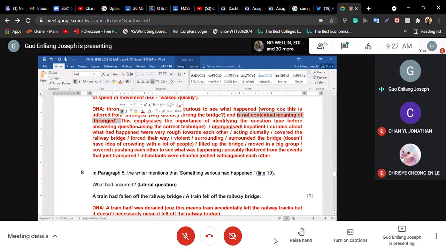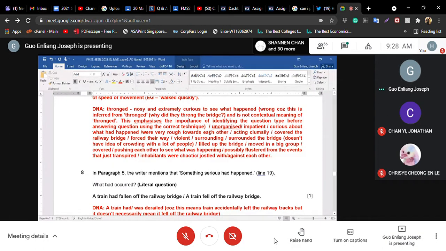So what this emphasizes is the importance of identifying the question type before answering the question, because it will really skew the way you answer the question according to the technique, which also governs the type of answer that you will produce. This is why it is so important to know the type of question. If you know it's a vocab in context question, you just give the contextual meaning of the two words. Finish, don't need to tell me to infer anything from it.